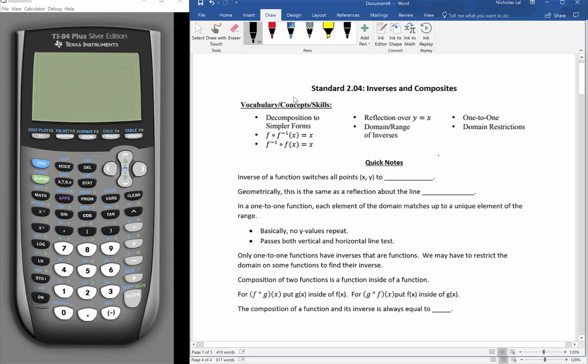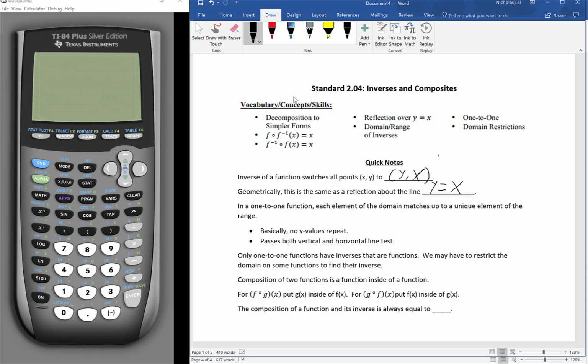The inverse function switches all points (x, y) to (y, x). So what we're doing here is switching the inputs to the outputs and the outputs to the inputs. Geometrically, this is the same as a reflection about the line y equals x.